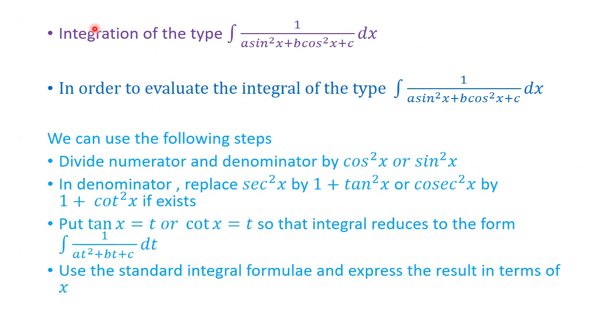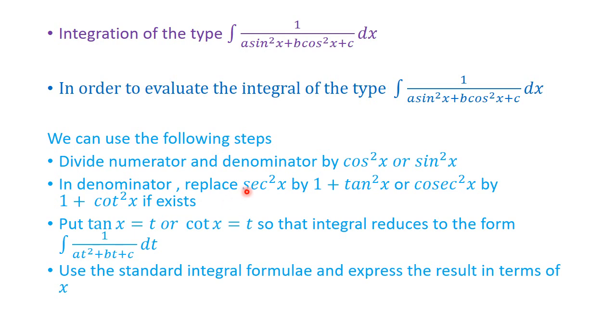Come to the next type of integration, that is, integration of the type 1 upon, it is too easy, a sin square x plus b cos square x plus c dx. Now to evaluate such types of integrals, we have to take very simple steps. First, divide the numerator and denominator of the given integral either by cos square x or sin square x. If you divide by sin square x, then obviously we have cot square x. And if we divide by cos square x, then you will have tan square x.